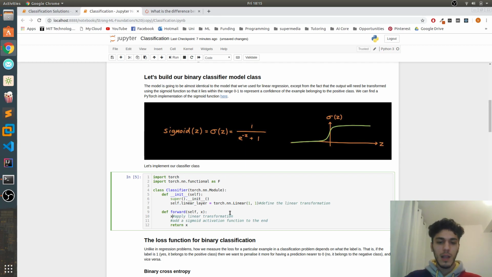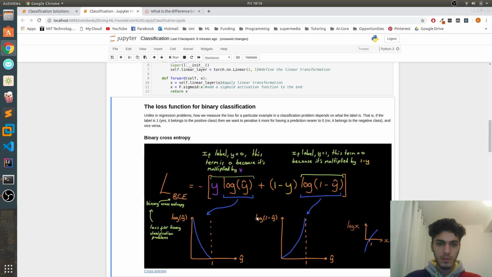So here I apply that linear transformation, so x is equal to self.linear_layer of x, and then here we just apply that sigmoid function. Luckily for us, we don't actually have to write 1 over e to the minus x plus 1, because PyTorch has this built in because it's used so often. So x is equal to F.sigmoid of x. Cool.